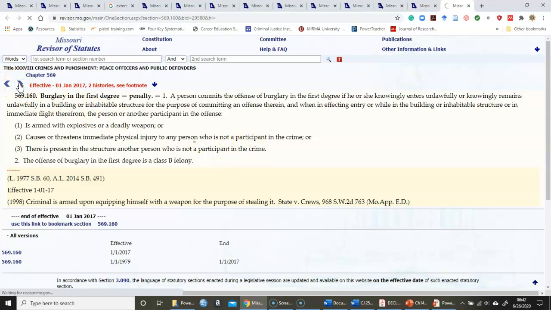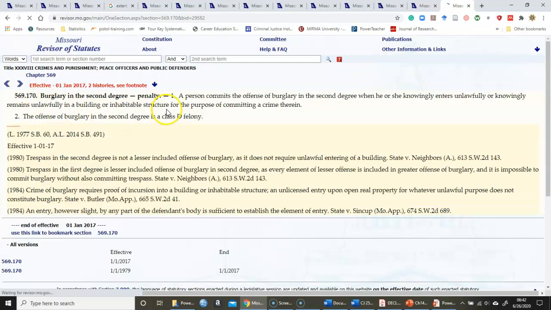When we look at burglary second degree, a person commits the offense of burglary in the second degree when they knowingly enter unlawfully or knowingly remain unlawfully in a building or habitable structure for the purpose of committing a crime. So for the purpose of committing a crime can be any crime. A good example is a couple breakup.